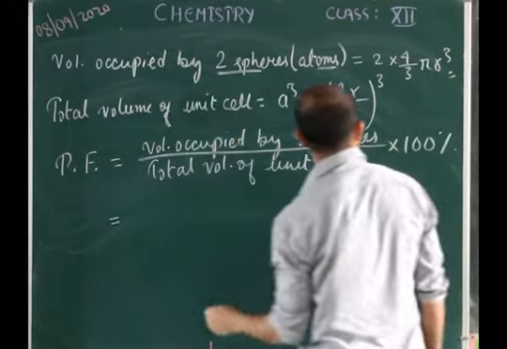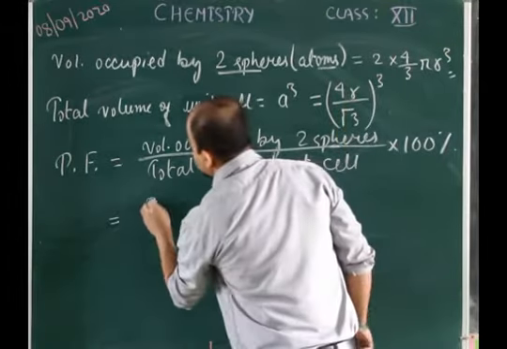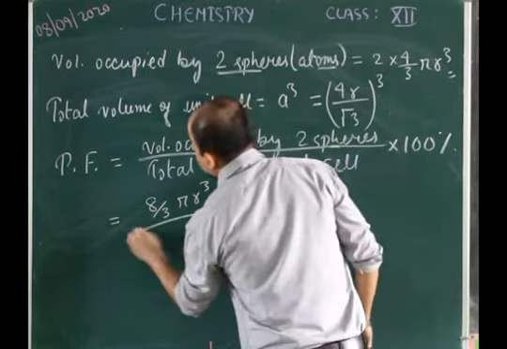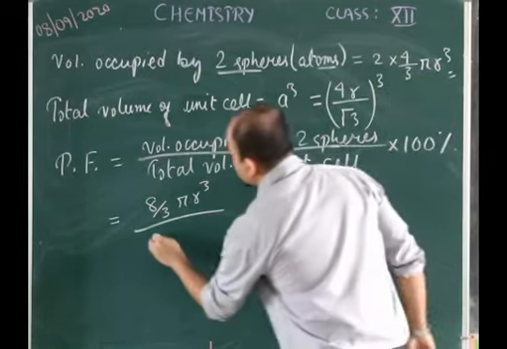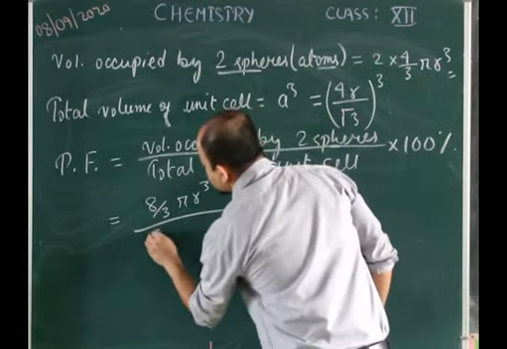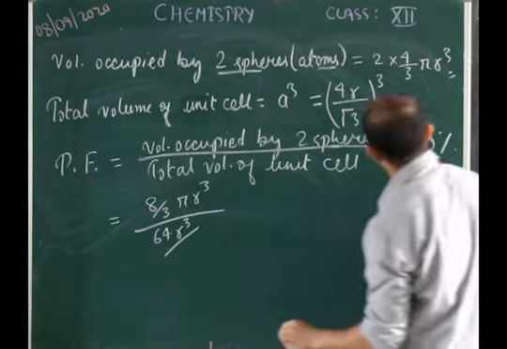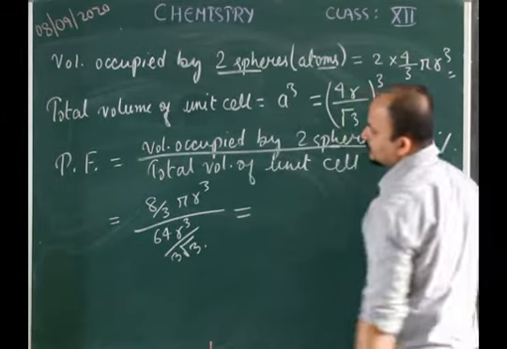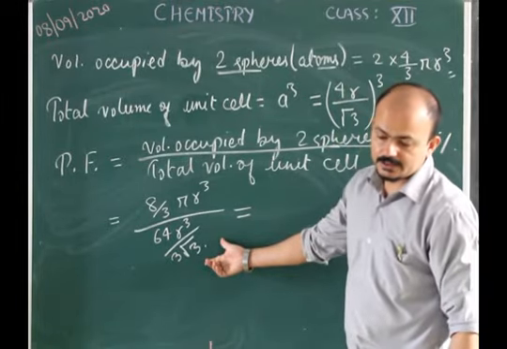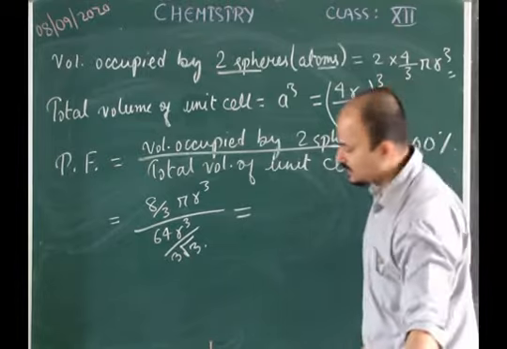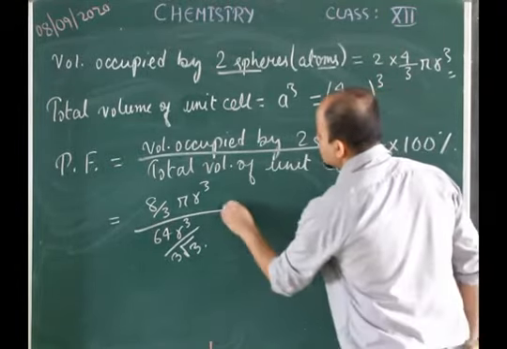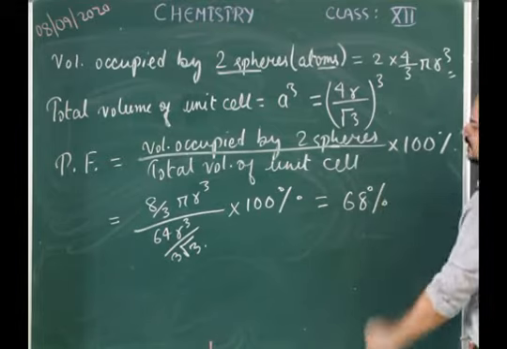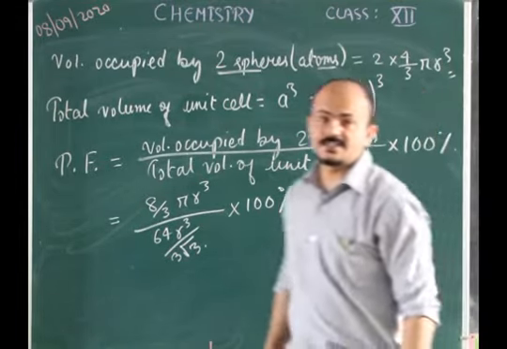Volume occupied is how much? This, 8 by 3. 2 into 4 is 8 by 3 pi r cube, divided by the total volume, which is 64 r cube divided by 3 root 3. So if you calculate it, then the percentage that you obtain here is 68%. Okay? Don't forget this 100% part here. It is 68%. So this is the packing efficiency in body centered unit cell.